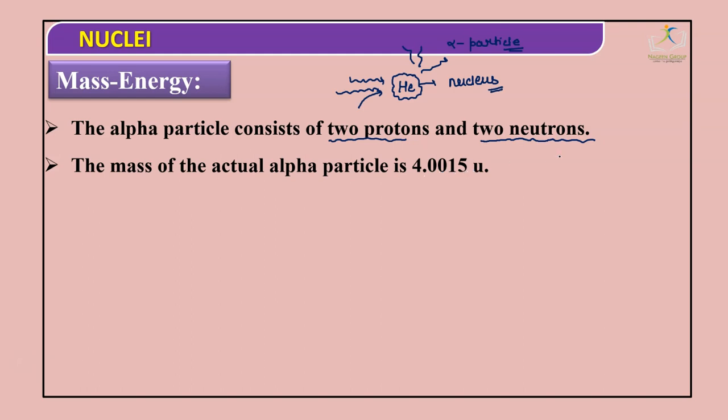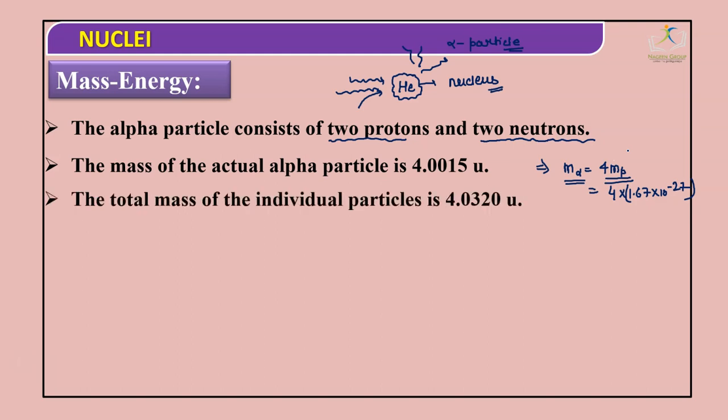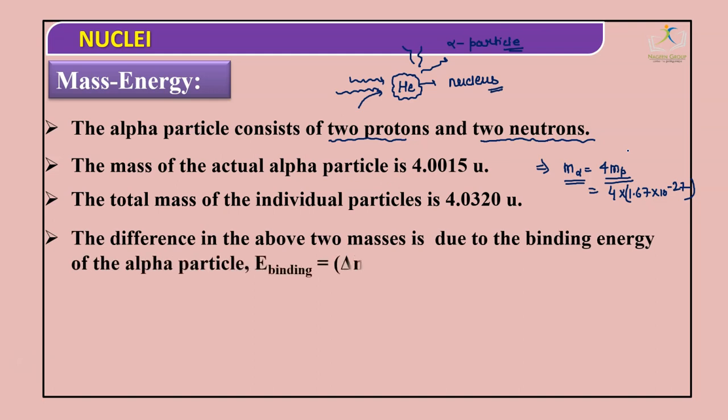4.0015. In terms of a proton, we say that the mass of the alpha particle is 4 times the mass of a proton. In kg, that will be 1.67 × 10^-27. Like these 4 times the mass of a proton, the mass of the alpha particle is actually 4.0015. The total mass of the individual particles is 4.0320 units. And the difference between the above two masses is due to the binding energy of the alpha particle.